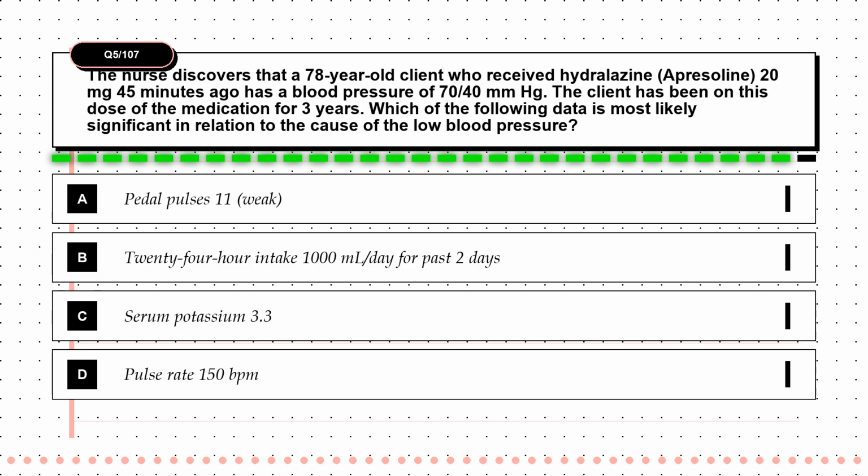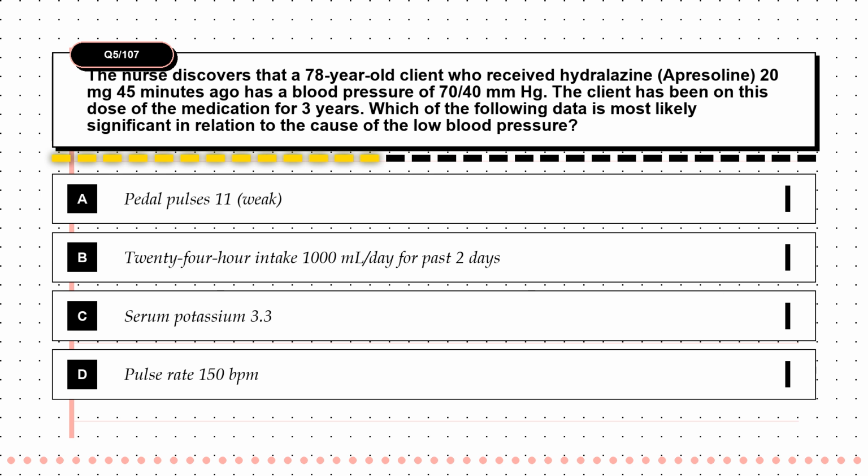Question 5. The nurse discovers that a 78-year-old client who received hydralazine (Apresoline) 20 mg 45 minutes ago has a blood pressure of 70/40 mmHg. The client has been on this dose of the medication for 3 years. Which of the following data is most likely significant in relation to the cause of the low blood pressure?